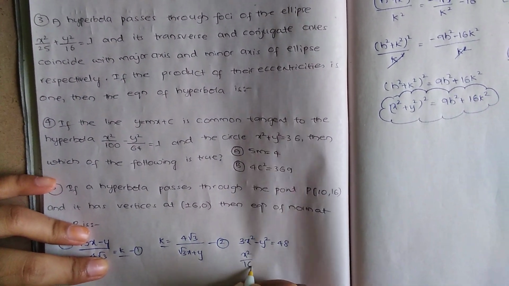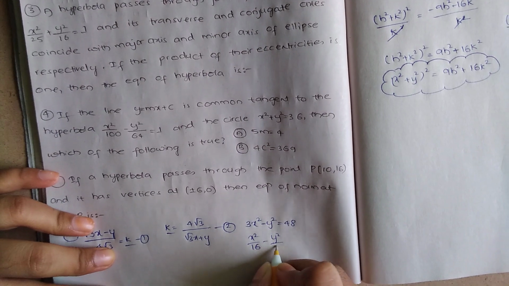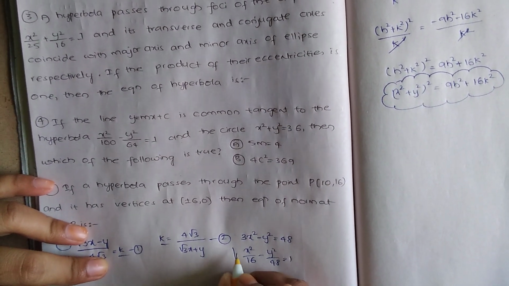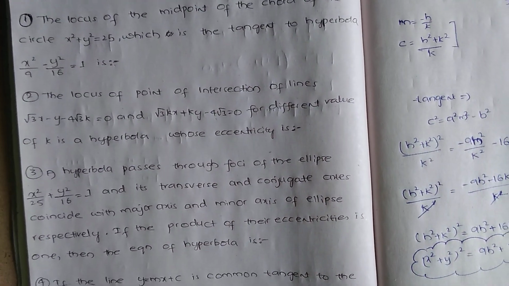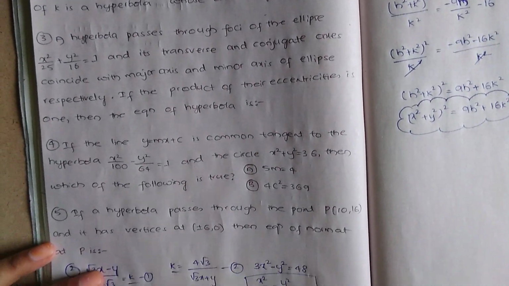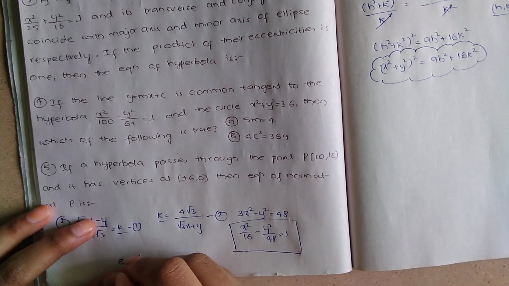x square by 16 minus y square by 48 is equal to 1, which is a hyperbola equation. We got a hyperbola equation. So can we find the eccentricity? Absolutely we can. What is the formula?